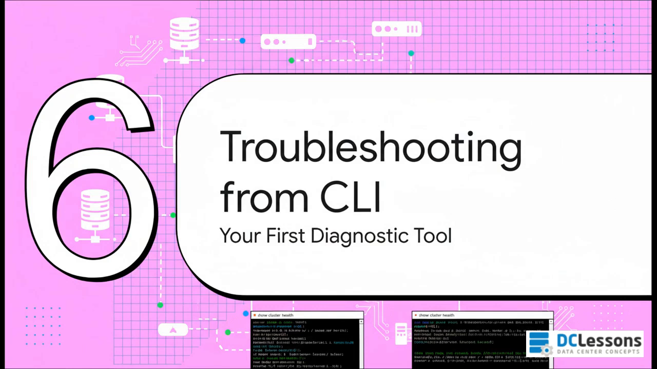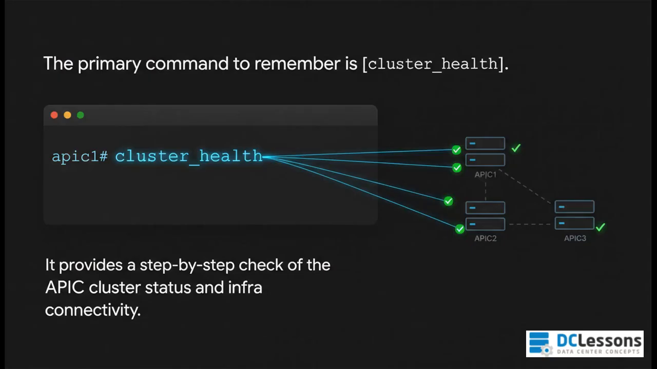Okay, the graphical interface is great for a high-level overview, but when you really need to roll up your sleeves and get your hands dirty, the command line interface is your absolute best friend. It's a powerful tool that's going to help you diagnose and solve even the toughest cluster problems. If you remember only one command from this entire explainer, please make it this one, cluster_health. This single command is your go-to. It runs a whole series of tests and gives you a really comprehensive health check on everything from basic connectivity to the nitty-gritty details of database synchronization.